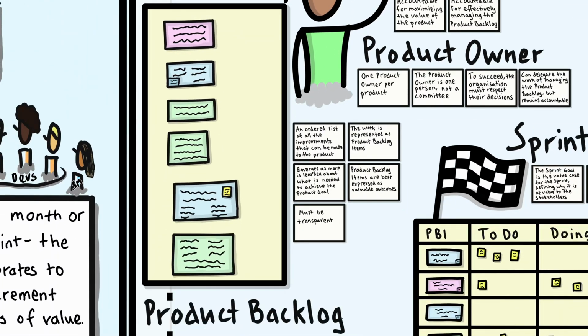The product backlog, then, is the artifact which makes transparent the ordered list of all improvements that can be made to the product. It is emergent, meaning that it changes as the Scrum team learns more about what is needed in order to achieve the product goal.